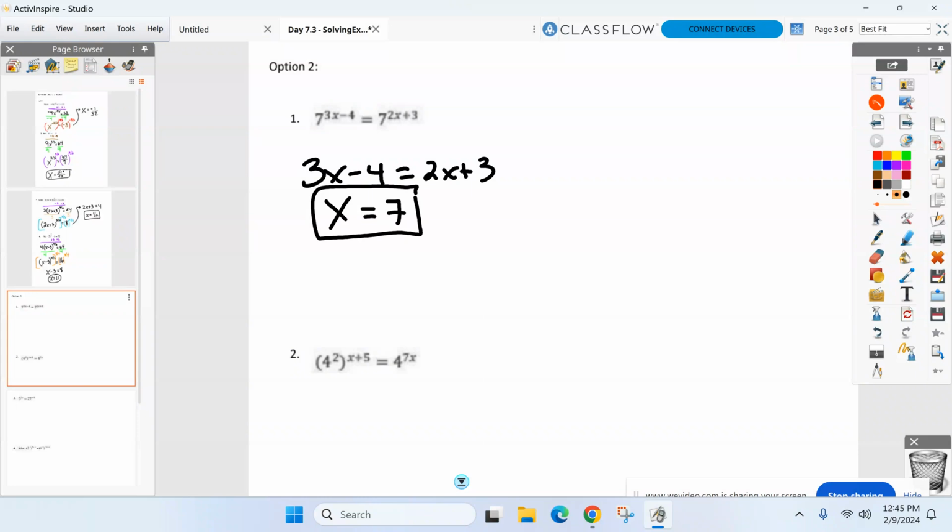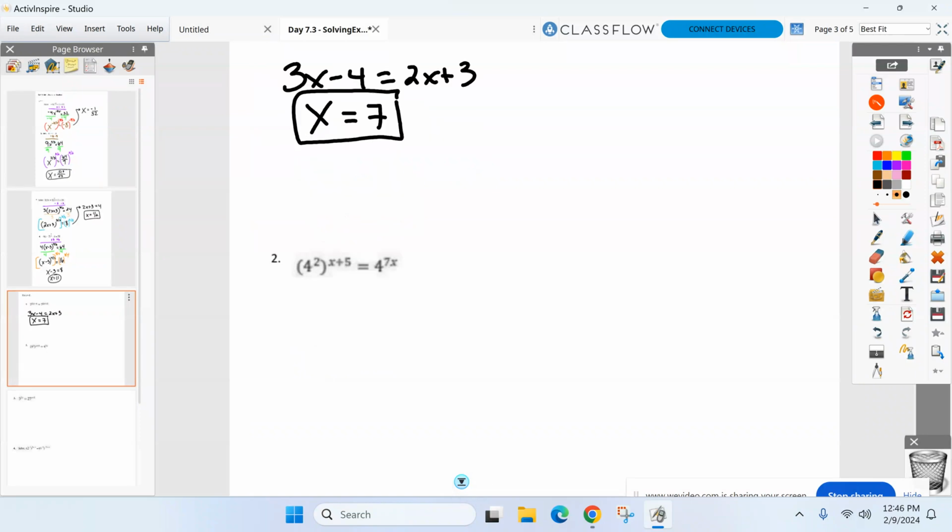All good? Questions? All right. Number 2, now I agree. It looks like the bases are the same, but there's still some cleanup to do first. I am not ready to set the exponents equal to each other. I need to clean up this left side. The right side's fine, but I got to clean up the left side to get the proper exponent.